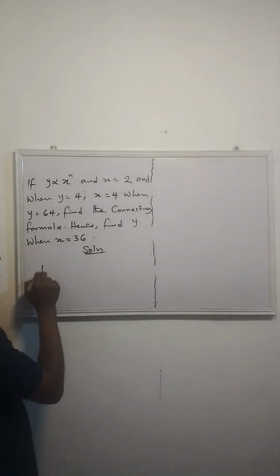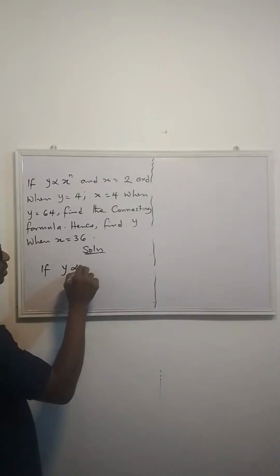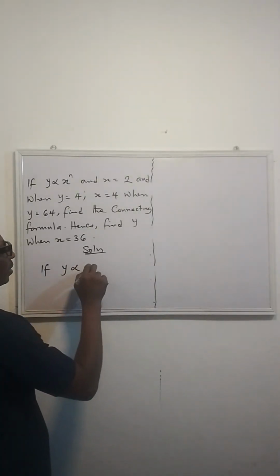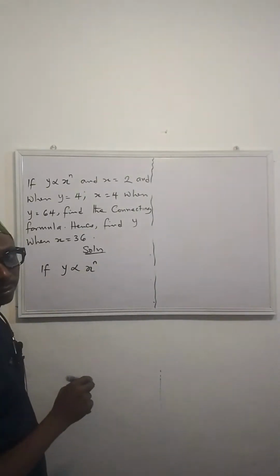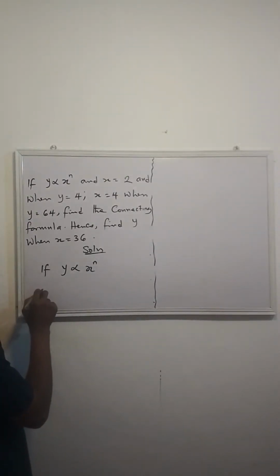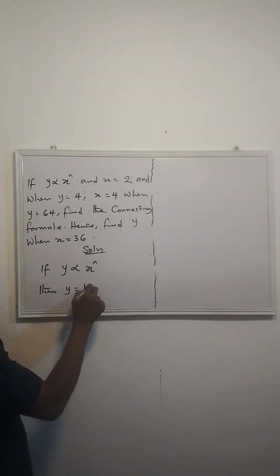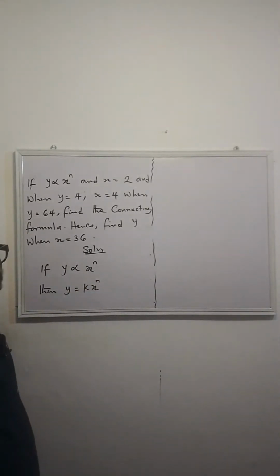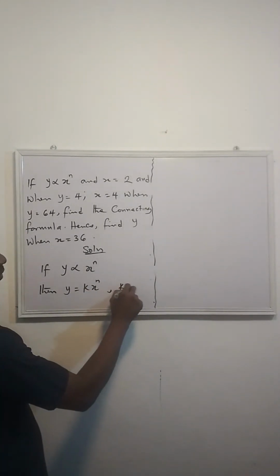Now the question says if y varies directly as x raised to the power of n, then y equals k x raised to the power of n, where k is the constant.